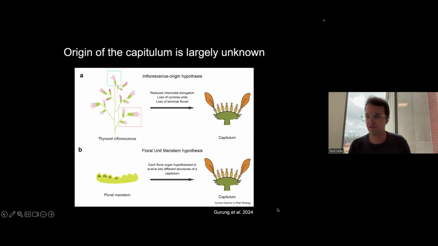The conventional hypothesis for the origin of the capitulum is that it evolved from a thyrsoid inflorescence or a highly condensed raceme. There isn't actually a lot of direct evidence suggesting this, and while it's a less popular, less common theory, some researchers do think that it's possible the capitulum actually evolved from a singular floral meristem. This is called the floral unit meristem hypothesis.